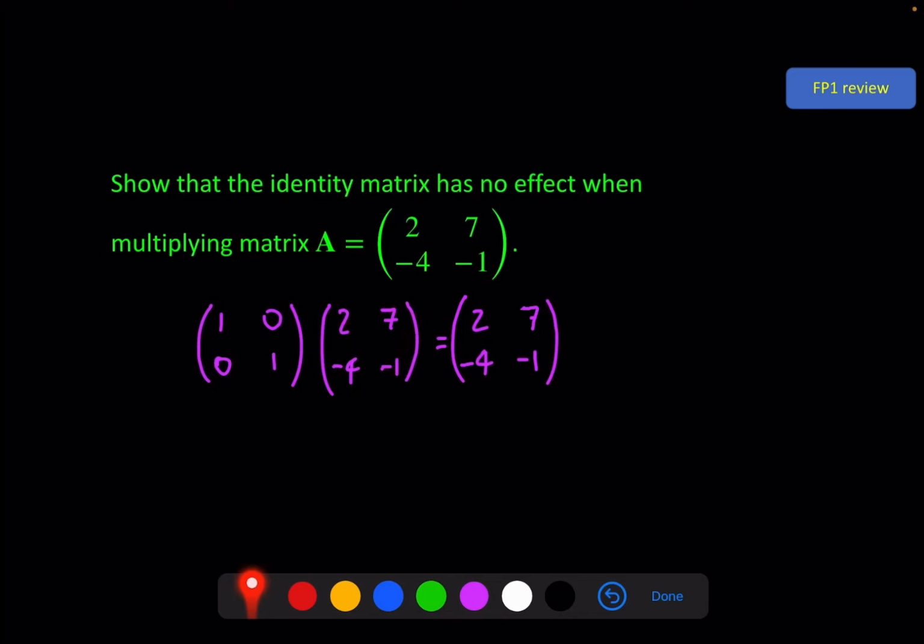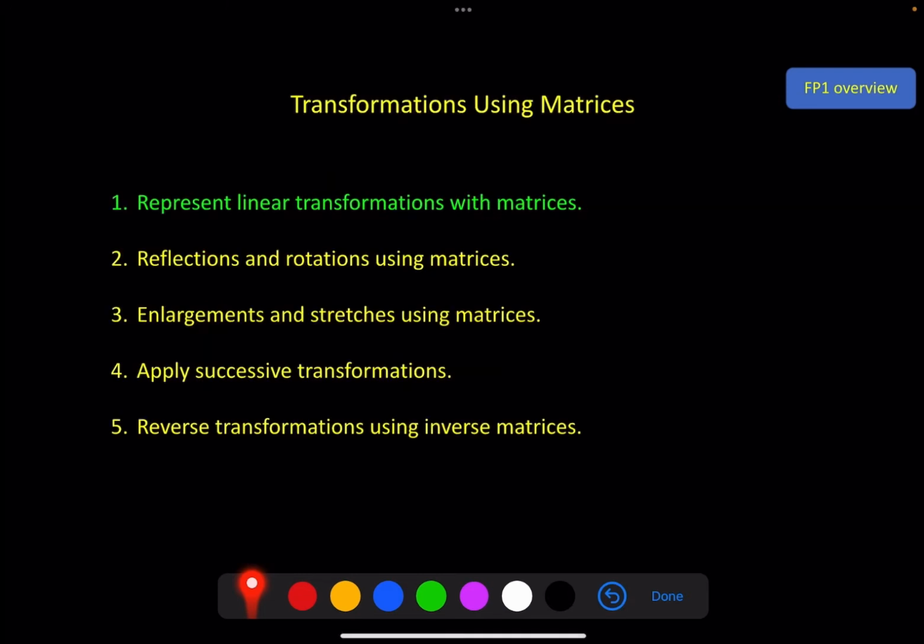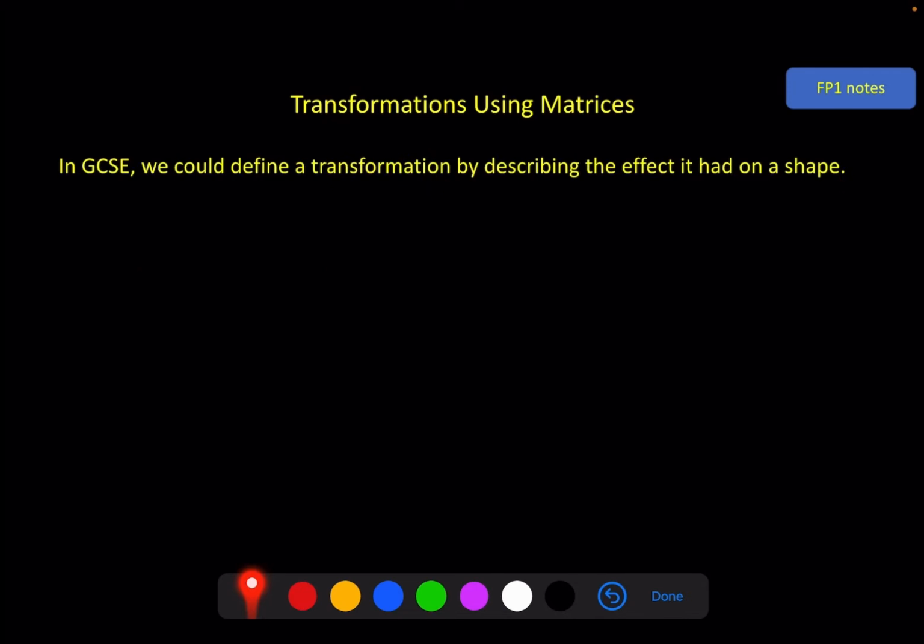We'll be doing a bit of multiplying matrices in this chapter. So an overview: we're going to represent linear transformations with matrices here. Then in the next video, we've got reflections and rotations, then enlargements and stretches, and in the final video, we'll do these two together.